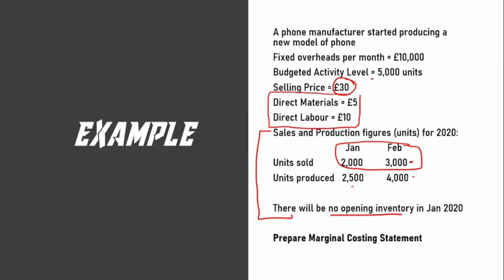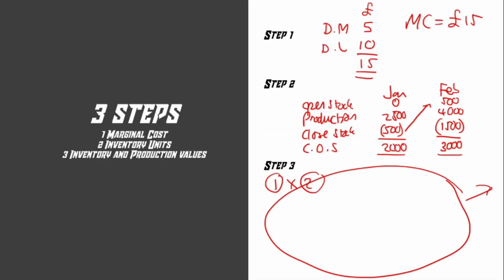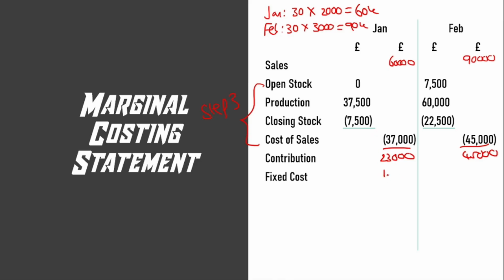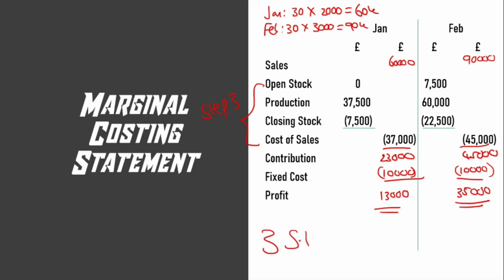In this case, the question has already given us fixed overheads per month will be £10,000 for January and February. So let's also write that down here, £10,000 for January and £10,000 for February. And you can see that both contribution for January and February are enough to cover the fixed costs to give us the profit. So for January, it's going to be £13,000. And for February it's going to be £35,000. So you can see that by applying the 3 steps we are able to prepare the marginal cost statement, which I've just shown you right now.